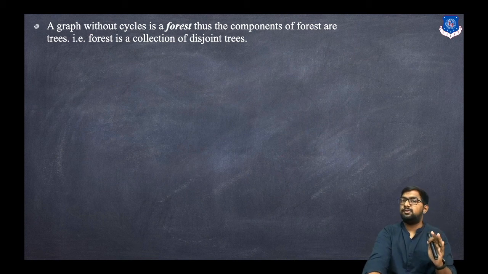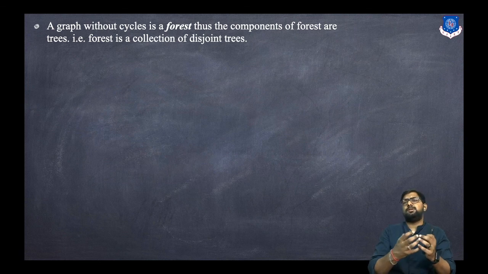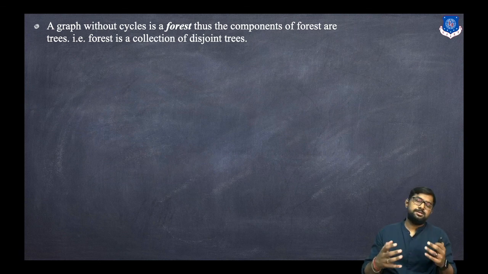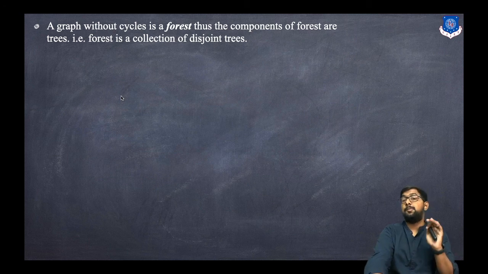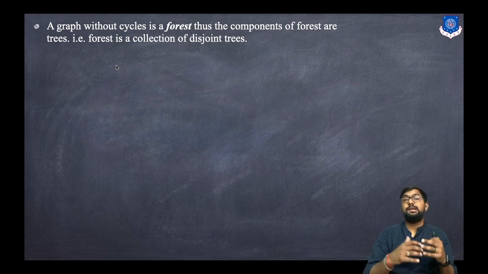Now, a graph without cycles is a forest. Thus the components of a forest are trees. So a forest contains trees, in general language. A graph without cycles is a forest, and the components of the forest are trees. So a forest is a collection of trees, or to be specific, a collection of disjoint trees.